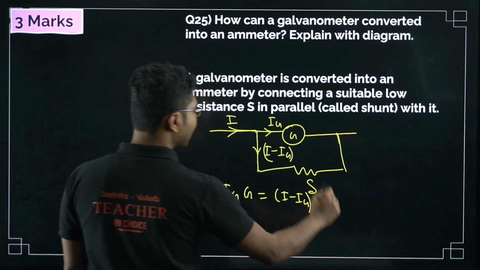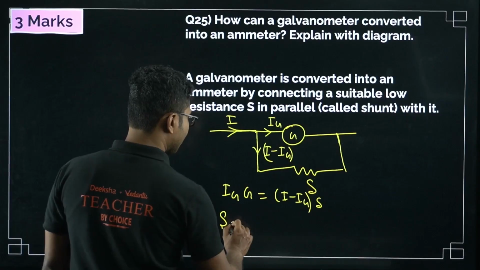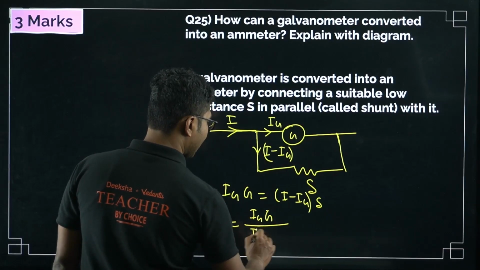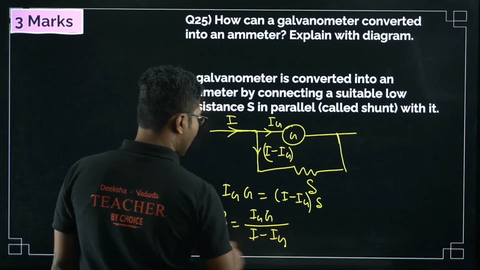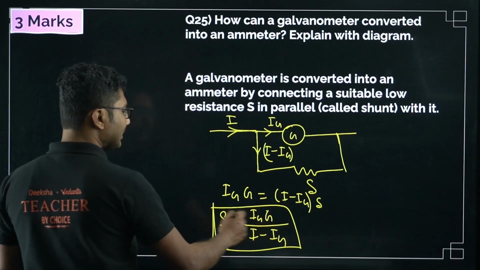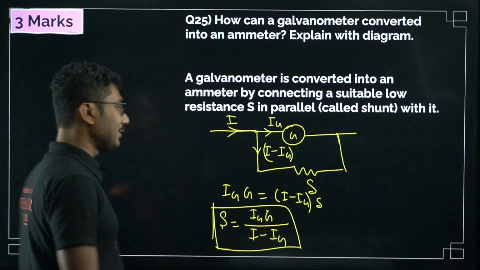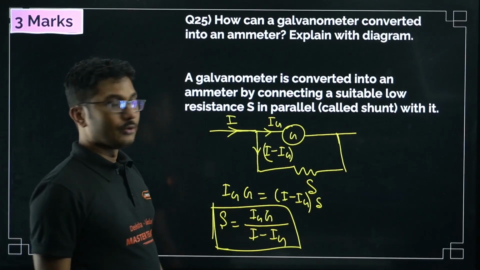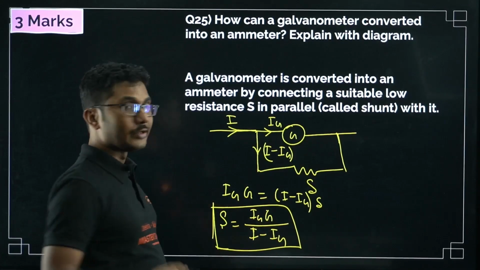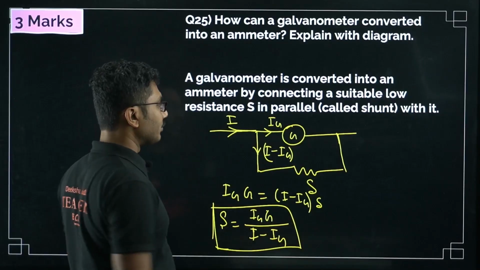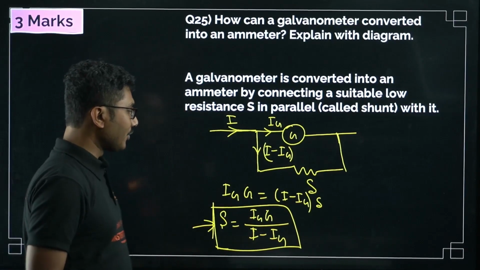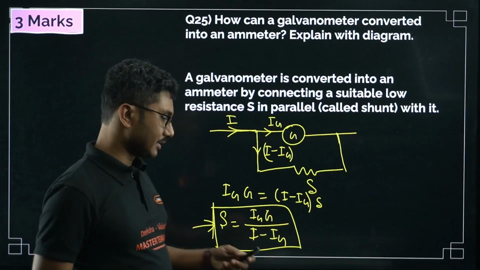Now we have to find this value of S. So S equals Ig into G divided by I minus Ig. As simple as that. G and Ig are generally known, and I is the maximum value of current that we can measure using this corresponding value. So based on the maximum value of I we are trying to measure, the S value will vary. So this is how the expression looks. This is a very simple common expression, and you have to show this expression exactly like this.